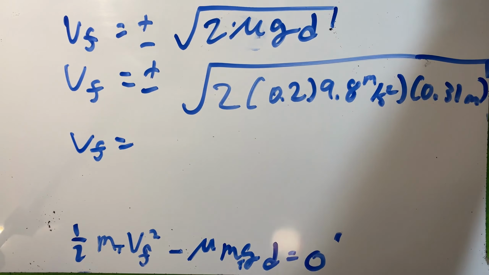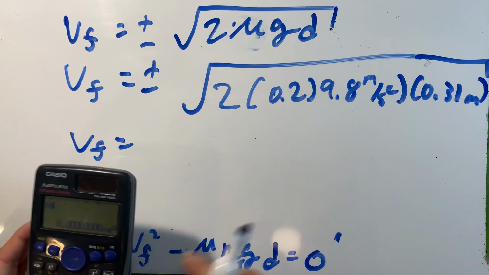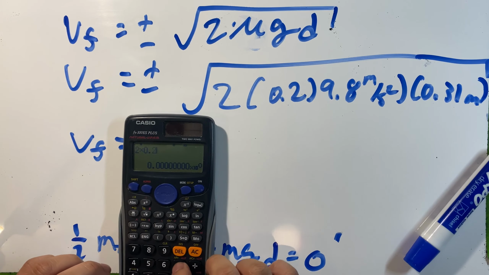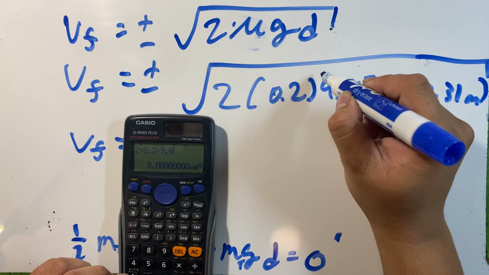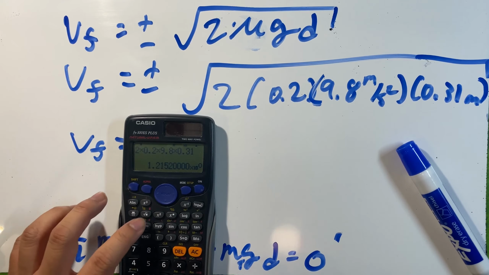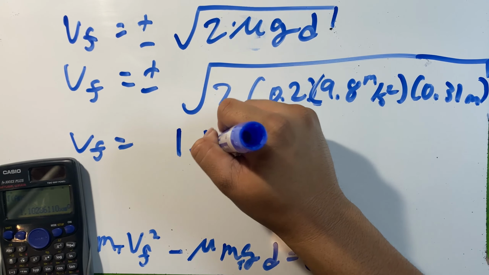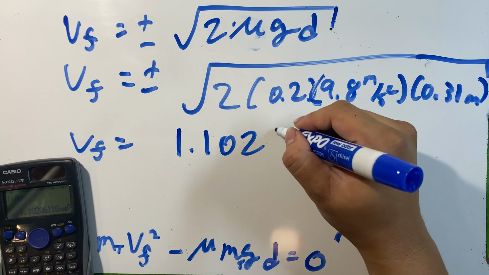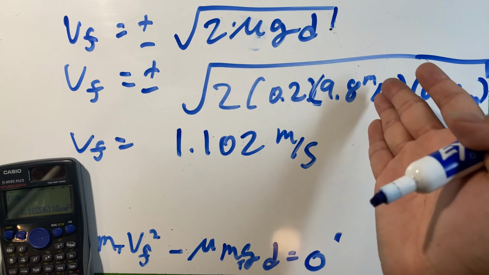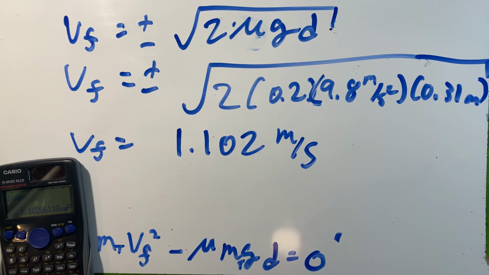Well, plugging this into our calculator, we have 2 times 0.2 times 9.8 times 0.31, square root. It's going to be 1.102 meters per second, because meters squared over seconds squared, square root, is going to be meters over seconds.